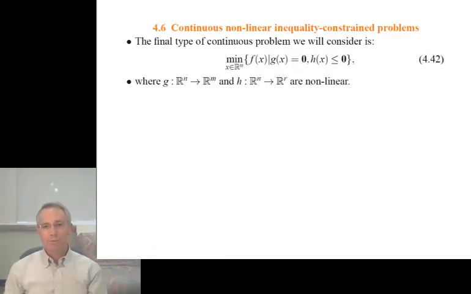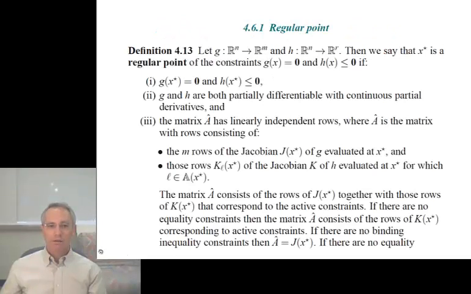The final type of continuous problems we're going to look at are nonlinear constrained, where our equality constraints are defined in terms of a general, potentially nonlinear function. G goes from Rn into Rm, and the inequality constraints are defined in terms of a general inequality constraint function H that goes from Rn into R to the R. Again, we need some technical conditions to get simple versions of our theorems. The technical condition in this case is on X star. That will be a potential minimizer, a candidate minimizer of my problem.